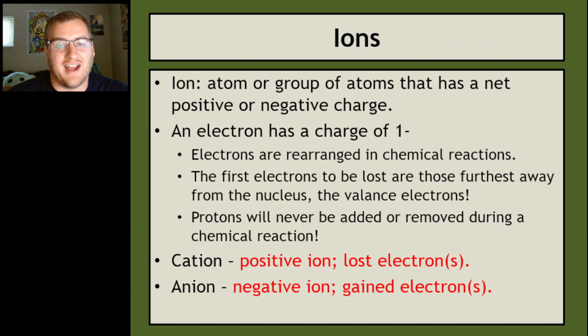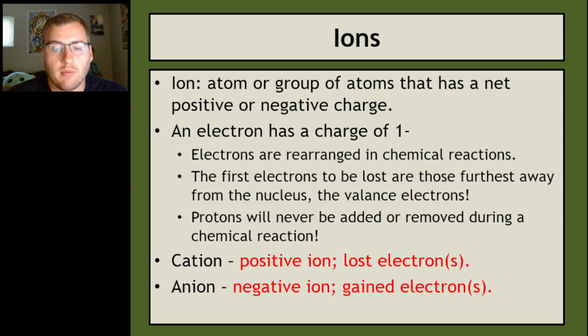Next vocab word is ions. An ion is an atom or group of atoms that have a net positive or negative charge. An electron, like we said, has a charge of 1 minus. Electrons are rearranged in chemical reactions. The first electrons to be lost are those furthest away from the nucleus, called the valence electrons. Protons will never be added or removed during a chemical reaction. Chemical reactions move electrons around, but the nucleus stays the same.